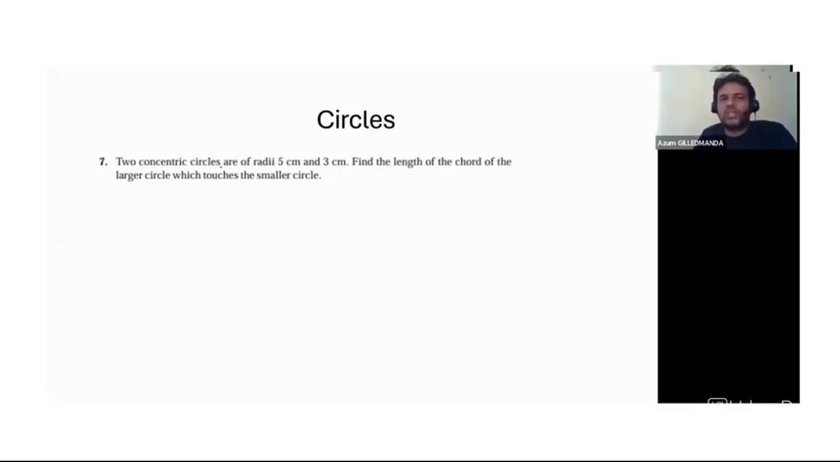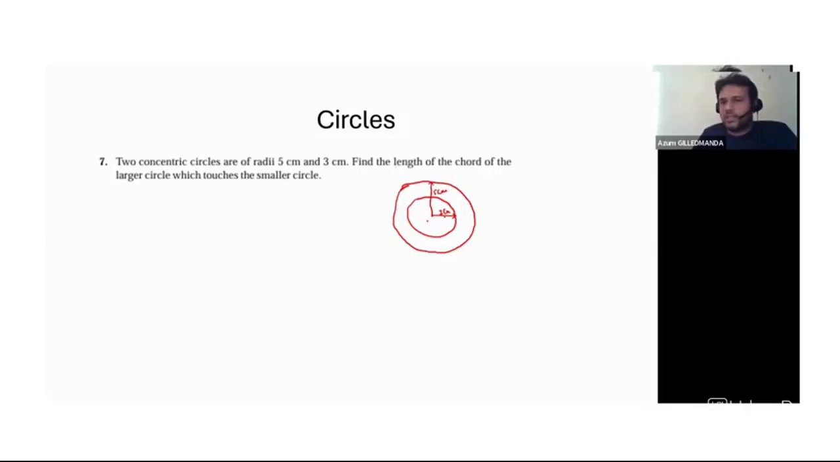Okay, let's see. Two concentric circles. What are concentric circles? The circles which have the same center, right? Of radii 5 centimeters and 3 centimeters. So that means I have two circles. Let's say this is the 3 centimeter radius, and let's say I have another concentric circle which is 5 centimeters. So this radius is 3 centimeters and this radius is 5 centimeters. Understood?